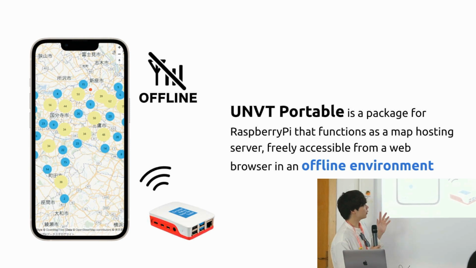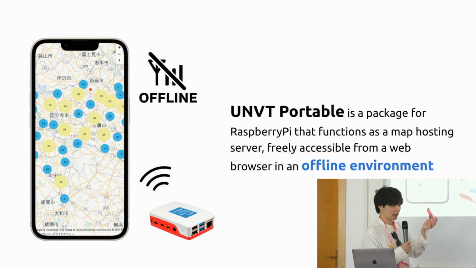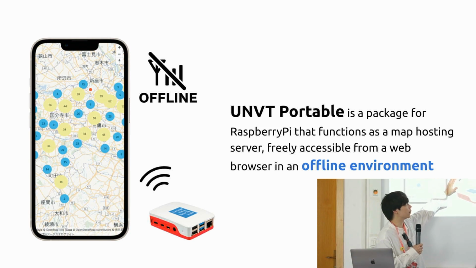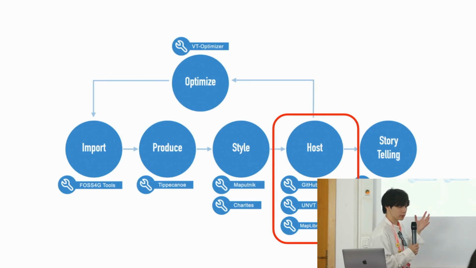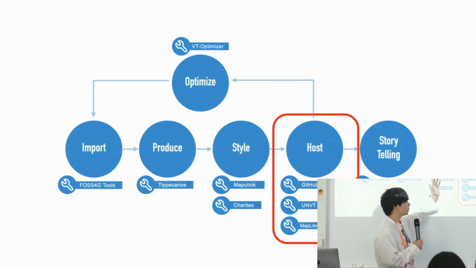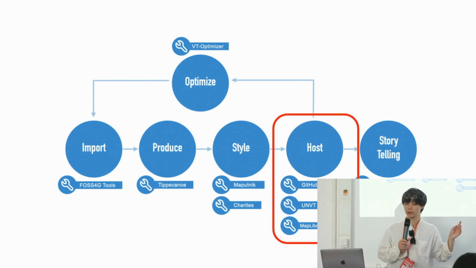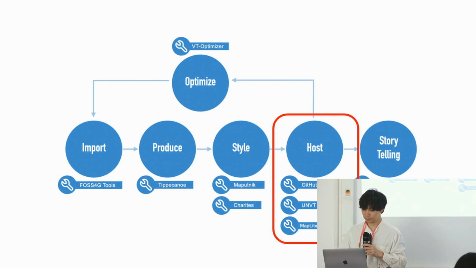UNVT Portable is based on Raspberry Pi. It is a package for Raspberry Pi that functions as a map hosting server, freely accessible from a web browser even in an offline environment. As I said, we have some hosting options like GitHub Pages or MapLibre, but those require the internet, whereas this one you can access even in an offline environment.